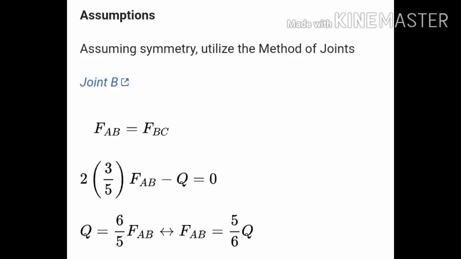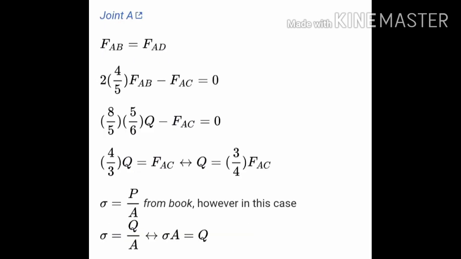And here are the assumptions. Assuming symmetry, utilize the method of joints. Joint B: F sub AB is equal to F sub BC. The quantity of 3 over 5 F sub AB minus Q is equal to 0. Q is equal to 6 over 5 F sub AB, so F sub AB is equal to 5 over 6 Q. For joint A, F sub AB is equal to F sub AD.